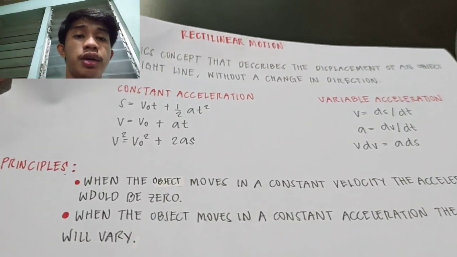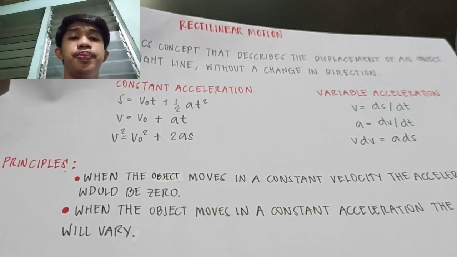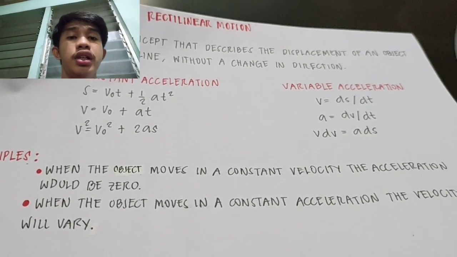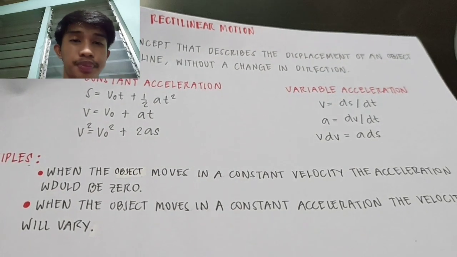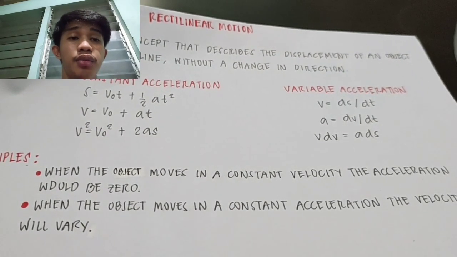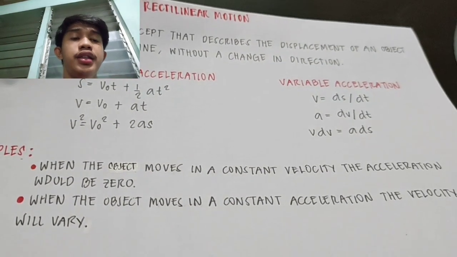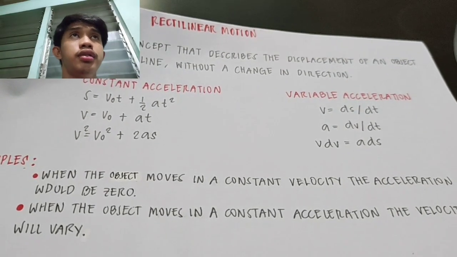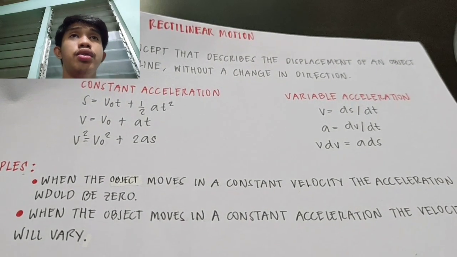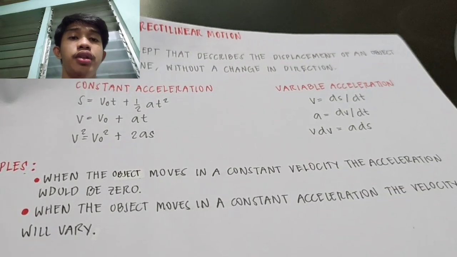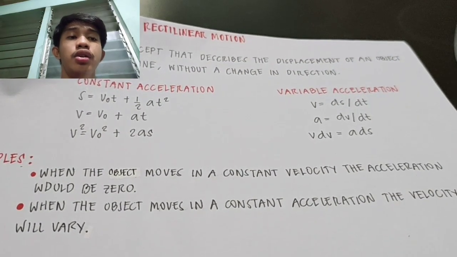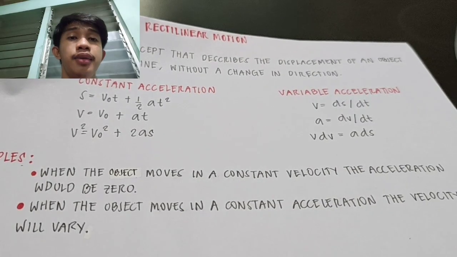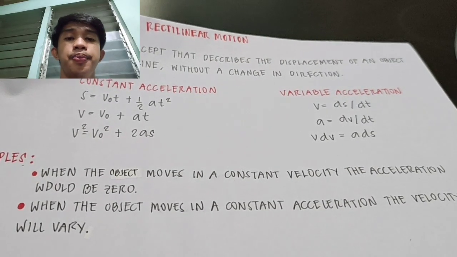Here we have some principles of rectilinear motion. First, when the object moves at a constant velocity, the acceleration would be 0. When an object moves and its velocity is not changing, there is no change in velocity in a specific amount of time, so there is no acceleration. Either the car is not speeding up or it is not slowing down.